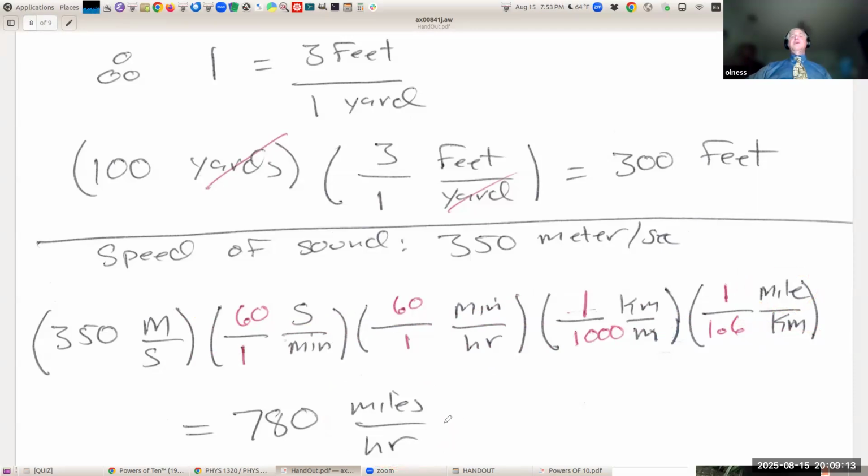So once I've done the units, that's the hard work. I just fill in the numbers. Okay. And I'm multiplying this by 1. And I happen to know that 1 minute is 60 seconds, 1 hour is 60 minutes, 1,000 meters is 1 kilometer, and 1 mile is about 1.6 kilometers. Okay. And if you multiply all that out, you get 780.